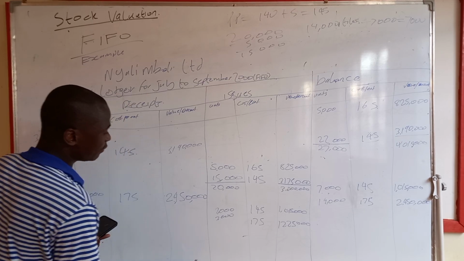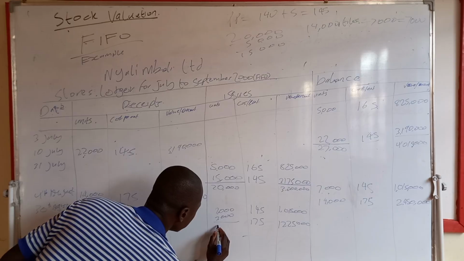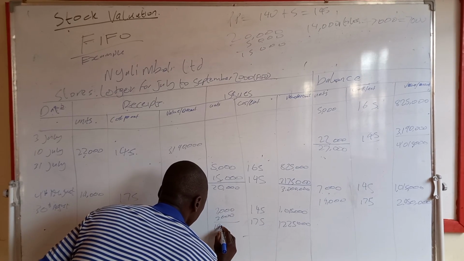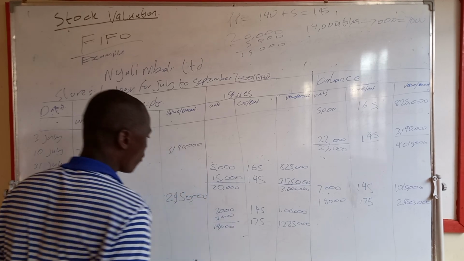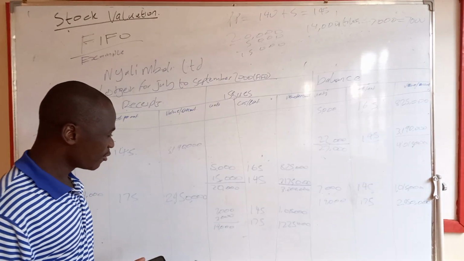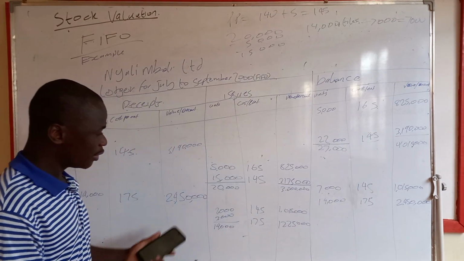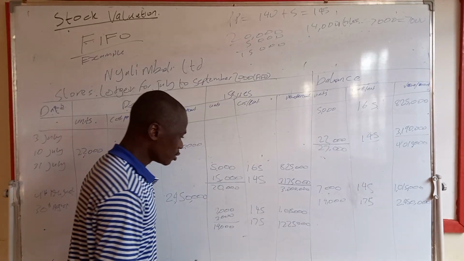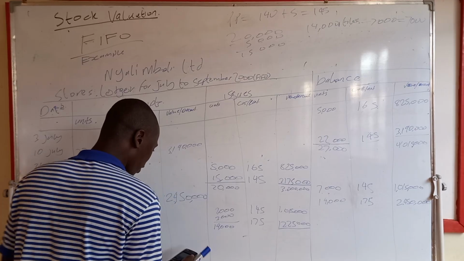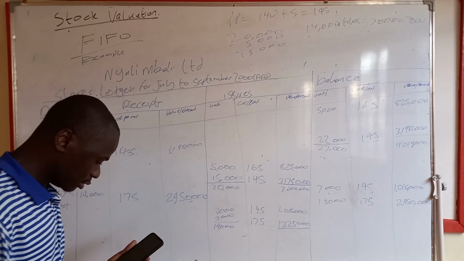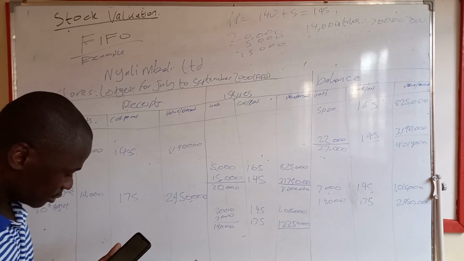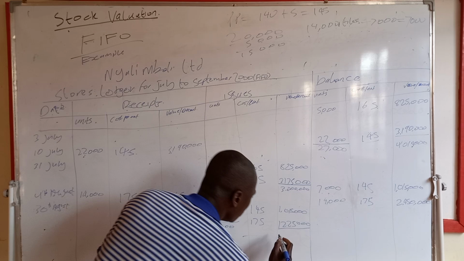225,000. So the total of what we have issued is 14,000. You cannot do the cost per unit because they were from different batches. So what is the price here? It's the total value on that date, the total value plus 1 million. This is 2 million.